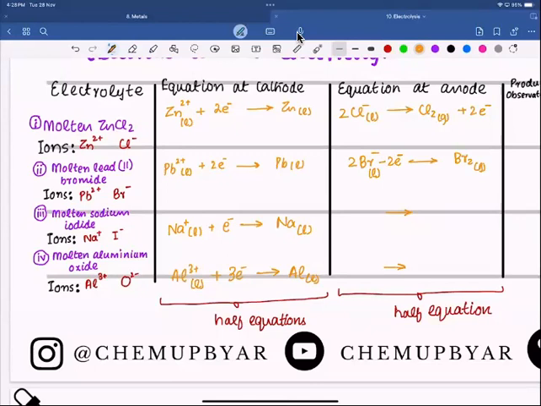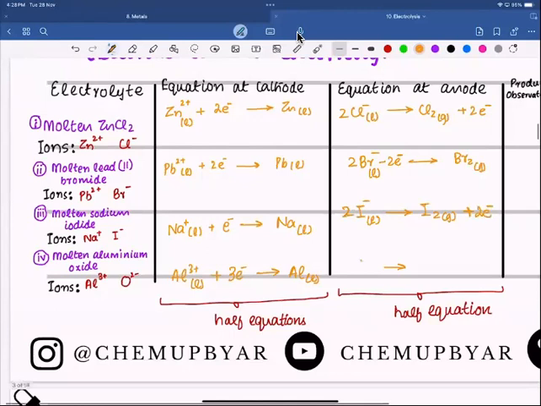Now, for the iodide, I negative, it also turns into iodine. So iodine is I2, so it means there must be two iodide ions. Then how many electrons are going to be lost? Two. Okay.